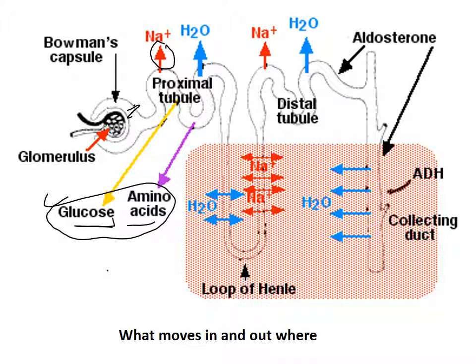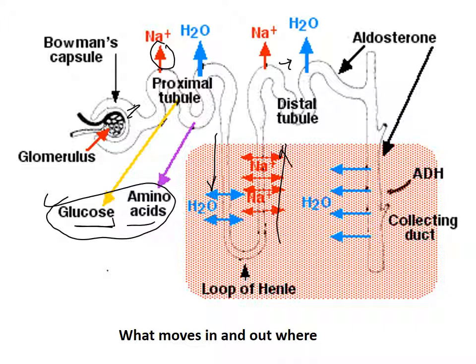And then we go down the descending loop of Henle, and a lot of water is going to move out. We go up the ascending loop of Henle. No water will move, but only sodium will move out. And then we'll go to the distal loop of Henle, the distal tubule. And here, again, we're going to start to balance. What do we need? How much do we need?